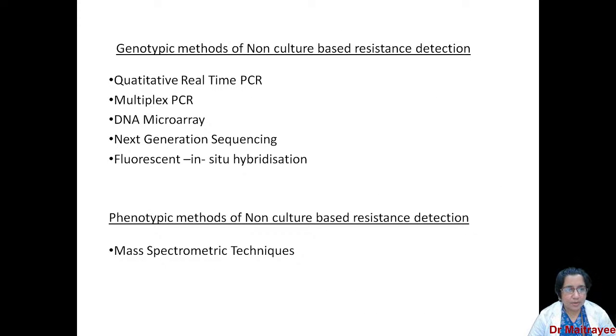So in the genotypic methods of non-culture based resistance detection, we have quantitative real-time PCR, multiplex PCR, DNA microarray, next-generation sequencing, and fluorescent in situ hybridization. Among the phenotypic methods of non-culture based resistance detection, mass spectrometric techniques may be used.